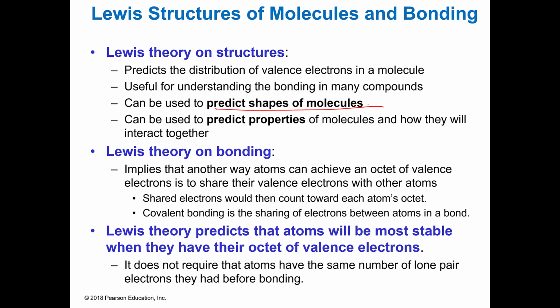On bonding, it shows us how we can achieve the octet of valence. Octet means 8, and almost all of the elements that are bonding together want an octet, unless they just don't have enough electrons. Usually hydrogen only needs 2, but everybody else pretty much needs 8 electrons around them, either sharing or taking, in order to feel stable and have a full octet. So the Lewis theory allows us to predict which atoms will be most stable when they get their octet of valence electrons.